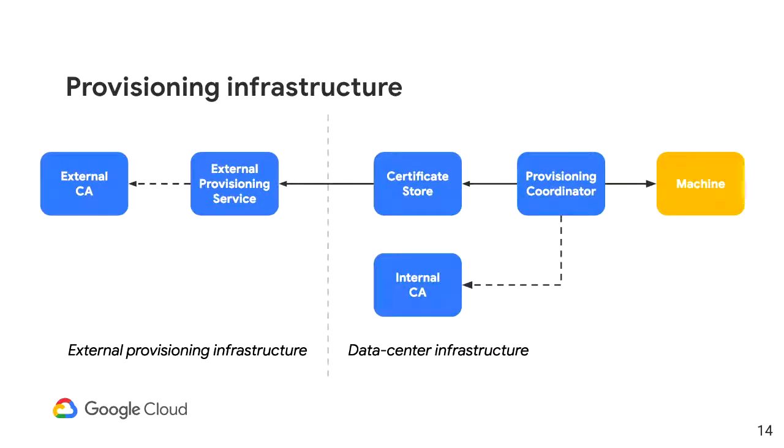Here's a quick glimpse of what our identity provisioning infrastructure might look like. We have a provisioning coordinator service that walks through our fleet and reaches out to machines to get them provisioned with their hardware identities. This service would contact the certificate store or any other service necessary to obtain a machine's certificate.